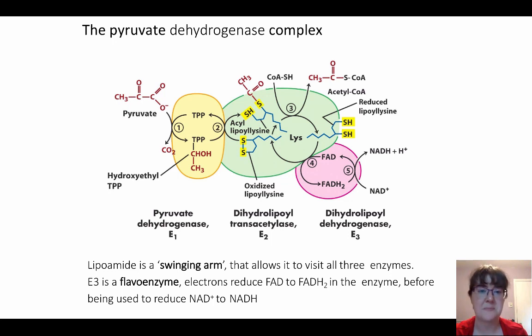It's going to accept pyruvate. And then as it transfers that hydroxyethyl group to lipoic acid, the lipoic acid is essentially going to swing around. That lipoic acid has a lot of movement and is going to physically move that group away from E1 to CoA, and then that group is going to keep moving so that it can be reoxidized to start everything over again. So that lipoamide is that swinging arm that allows it to visit all three enzymes. And again, a reminder that the thing that's going to help reoxidize that lipoic acid is E3, a flavoenzyme, since it has that FAD with it.